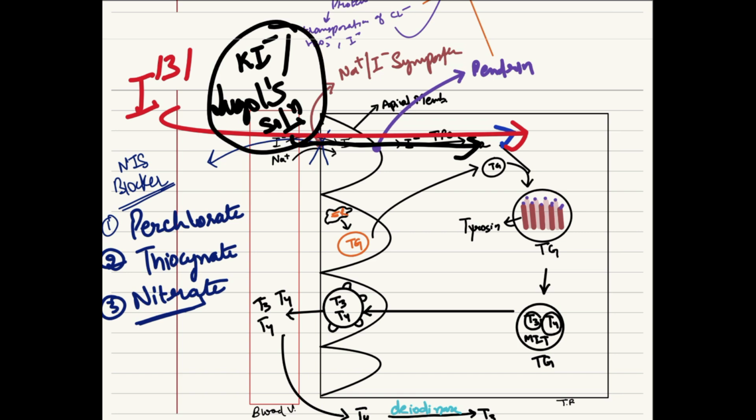Nowadays, this Lugol solution is used 7 to 10 days before the thyroidectomy, that is the removal of thyroid gland, especially in case of Graves disease.